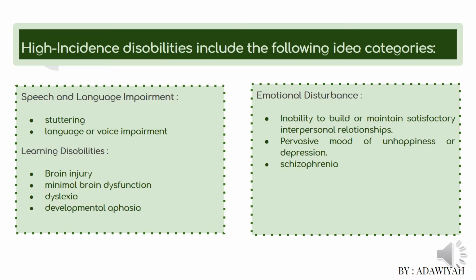High incidence disabilities include the following IDEA categories. IDEA is the Individuals with Disabilities Education Act. So, there are speech and language impairment, meaning communication disorder that adversely affects a child's educational performance. This includes stuttering, impaired articulation, and language or voice impairment.